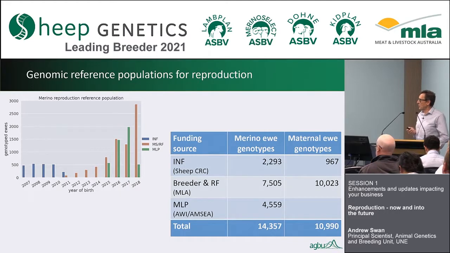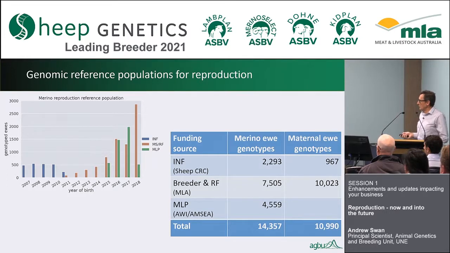So the genomic reference populations for reproduction, we can see over here for Merinos, that's evolved over time. We first started off in the days of the Sheep CRC between 2007 and 2011. There was some reproduction data collected there, but the focus of that was really on carcass traits. So the reference didn't really get going until say 2015, when MLA started investing in genotyping in breeder flocks to build the reference out in the industry. So that's built up this reference in both Merino Select and Lambplan. And then the third source for Merinos only is the Merino Lifetime Productivity Project run by AWI and ANSI, and that has generated quite a substantial reference between 2015 and 2018.